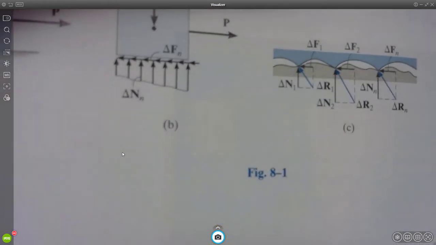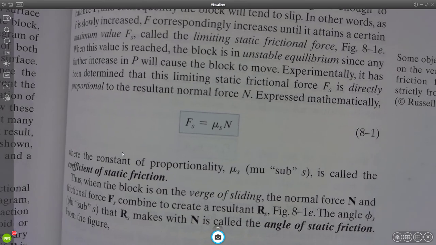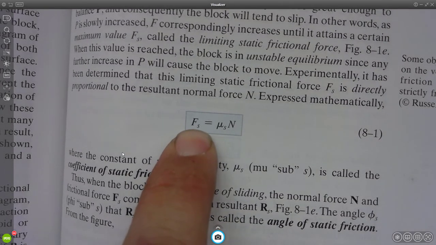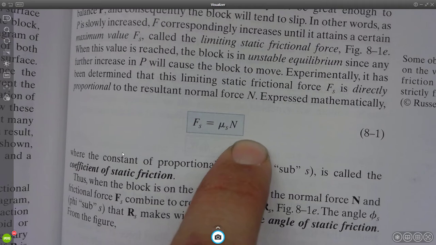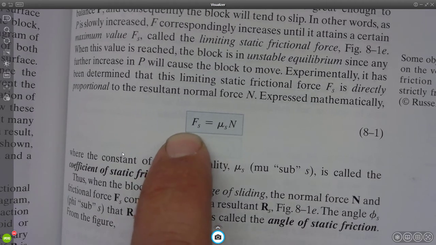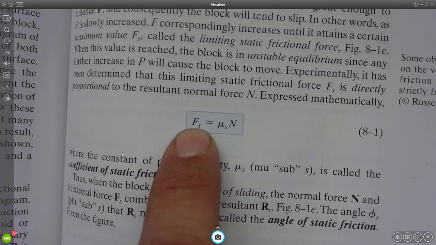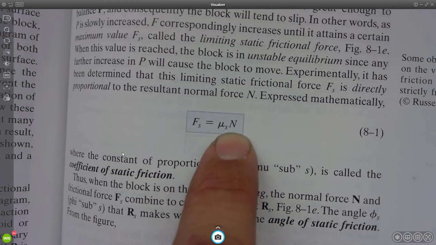All right. So it turns out, after much experimentation, we've determined that the force of static friction is equal to, or is proportional to, the normal. So this is saying that if I have a box that weighs 100 pounds, and I know that the static friction on it is 20 pounds, I could figure out mu static is 0.2 between that box and this surface.